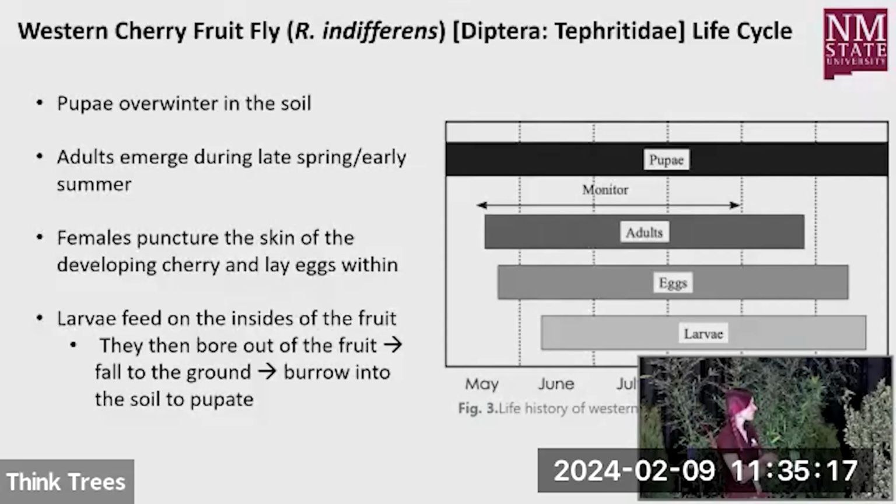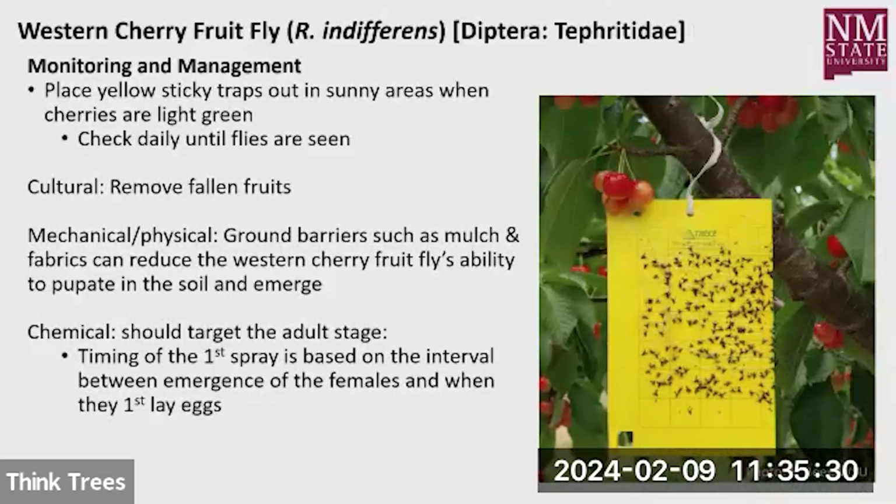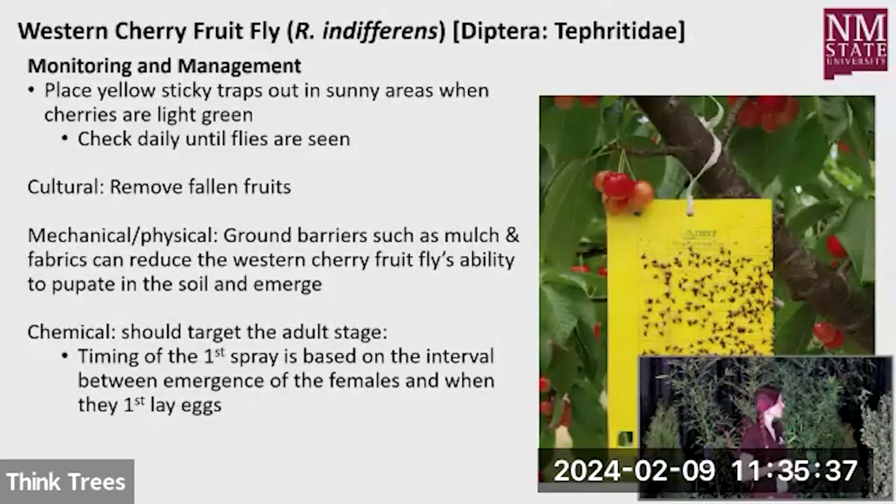So for these, their life cycle, monitoring them is important because you don't want reinfestation. Sticky traps are available for these as well, and you'll want to check them regularly. Also removing fallen fruit. It's pretty standard, a lot of the management for these fruit tree pests with these flies. So what we can do mechanically, ground barriers such as mulch can reduce its ability to pupate, but make sure you check it for other pests. But that's where they like to go.